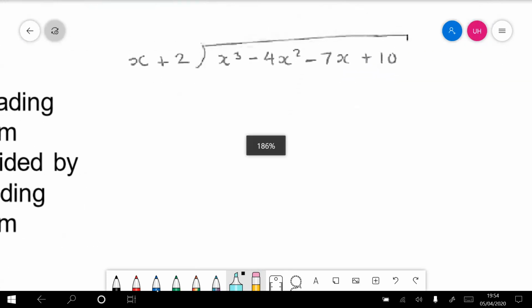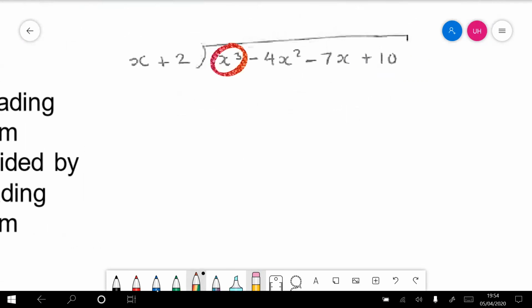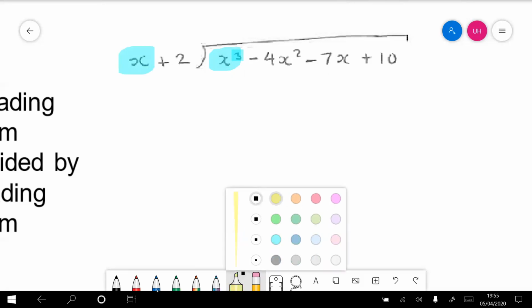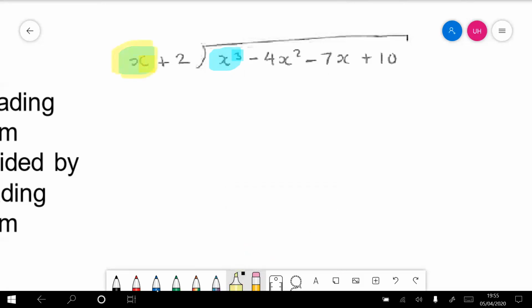We will start with the leading term, which is the x cubed. This is the leading term, okay? And the other leading term on the other side is the x. If we highlight them, it's better. So that's the x cubed here, and the other leading term, I want this in yellow, is the x here.